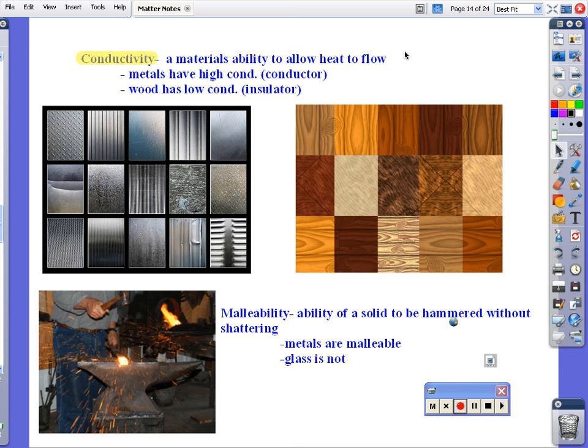Another physical property, is something malleable, is it not malleable? Malleability is really the ability of something to be hammered without shattering. But really the key is without shattering. You can hammer anything, but if it will bend, then it's what's called malleable. If it will not bend, then in fact it's like brittle and breaks, then it's not malleable. Glass is not malleable in the solid state. Guy over here to the left is making a sword, and blacksmiths know all about malleability when they're forging swords and knives and so forth.